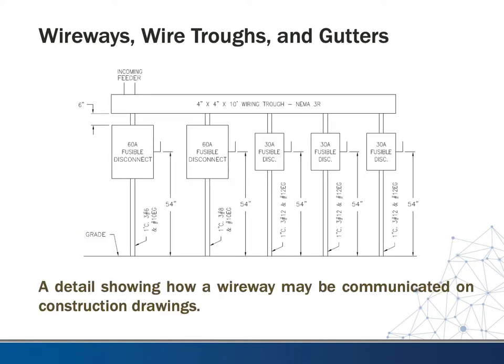So this is a detail that I've used on some of my drawings. It shows a common elevation for a wire trough utilized for taps, and then you see that while we have plenty of space here, we might not need as much space for the taps, we might need it to accommodate the disconnect spacing. So this is a 4x4x10 foot trough, and it's NEMA 3R, because it's used outdoors. We have our incoming feeder here, which runs the length, and then we have those tap connections that we tap off, go through these disconnects and feed the associated loads.